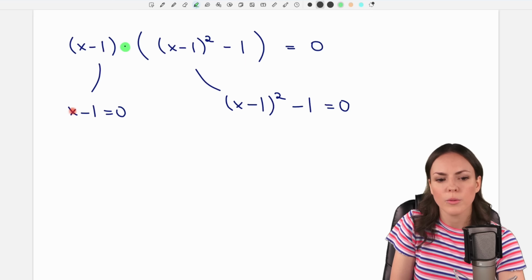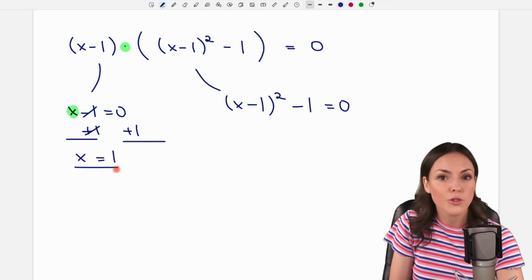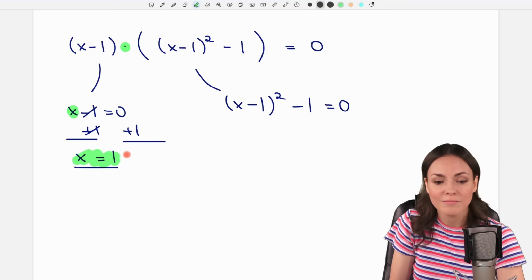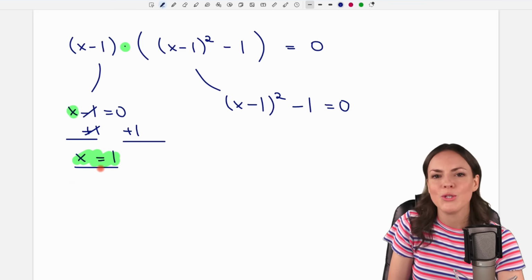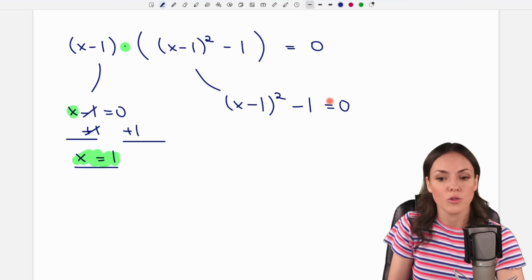Let's start here. If we want to solve for x, we want to add 1 on both sides of the equation so that we have x here by itself, because this cancels out, and on the other side we have our 1. So we found a first solution. x equals 1 is a first solution to our equation. So we keep that in mind, and now try to solve the second equation for x.